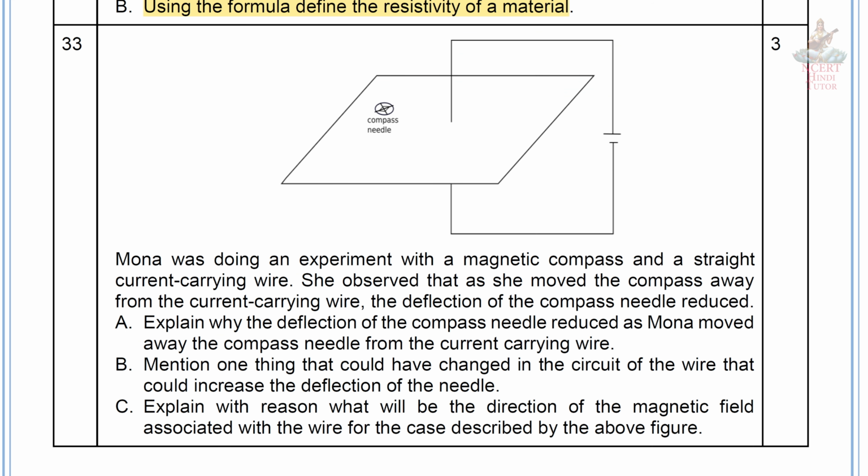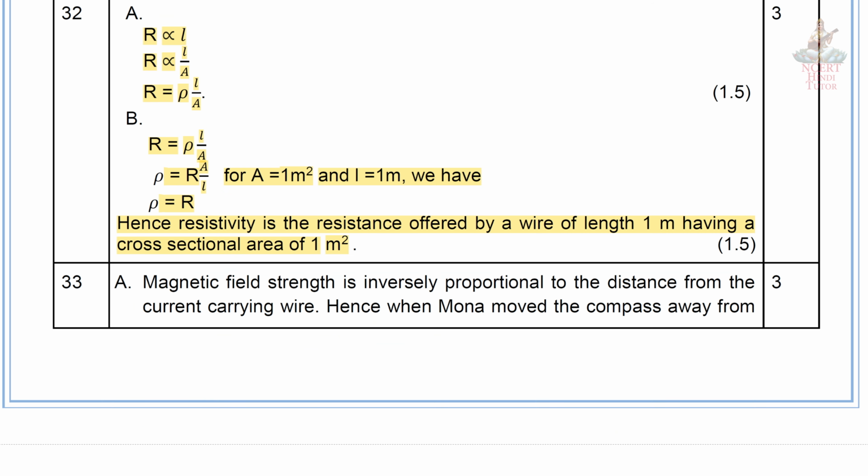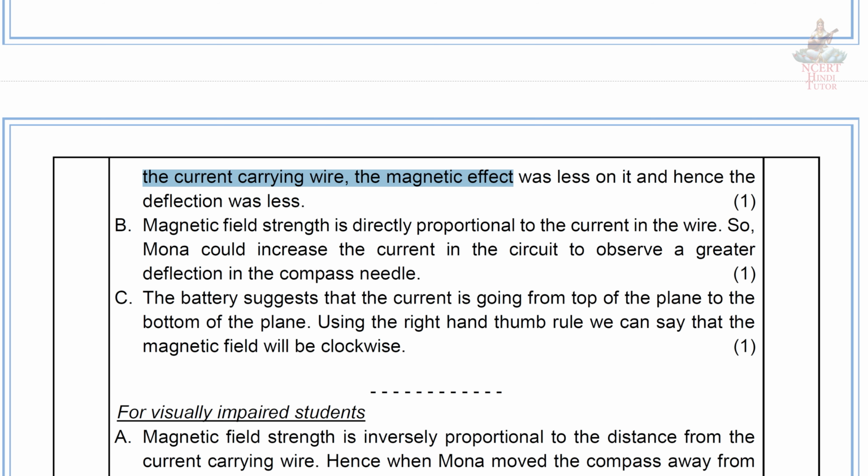Question 33. Mona was doing an experiment with a magnetic compass and a straight current carrying wire. She observed that as she moved the compass away from the current carrying wire, the deflection of the compass needle reduced. A. Explain why the deflection of the compass needle reduced as Mona moved away the compass needle from the current carrying wire. Answer. Magnetic field strength is inversely proportional to the distance from the current carrying wire. Hence, when Mona moved the compass away from the current carrying wire, the magnetic effect was less on it and hence the deflection was less.